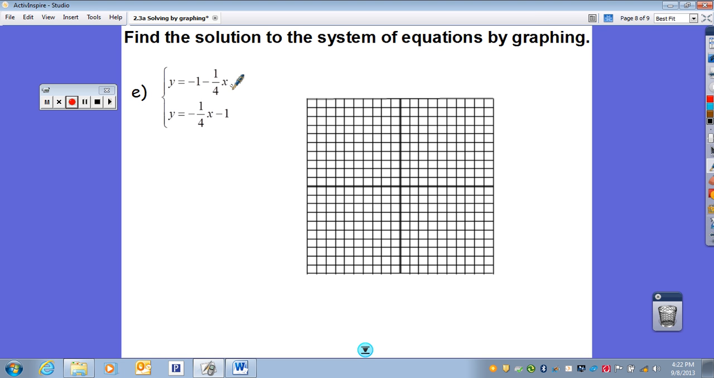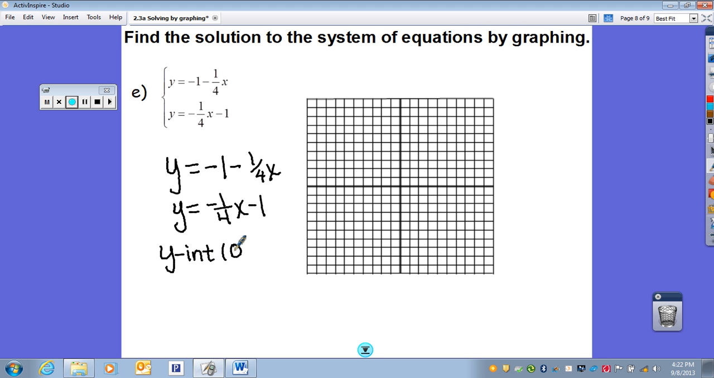In our first equation, we need to make sure that it's written correctly in slope-intercept form. Right now it's negative 1 minus 1/4 x. Since these two values are on the same side of the equation, we simply need to reverse their order to put it into y equals mx plus b. Our y-intercept is at the point (0, negative 1), and our slope is negative 1/4.